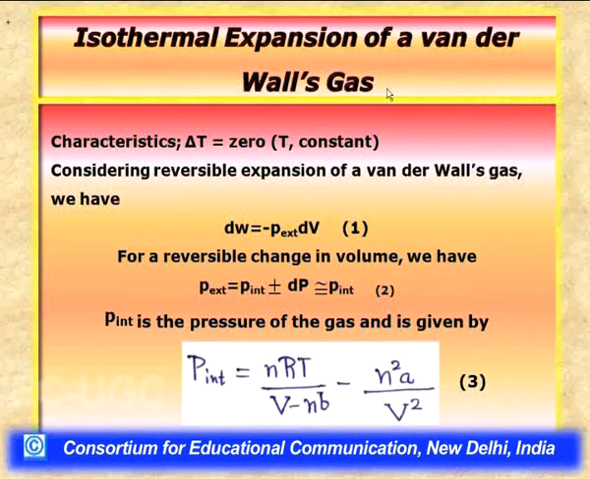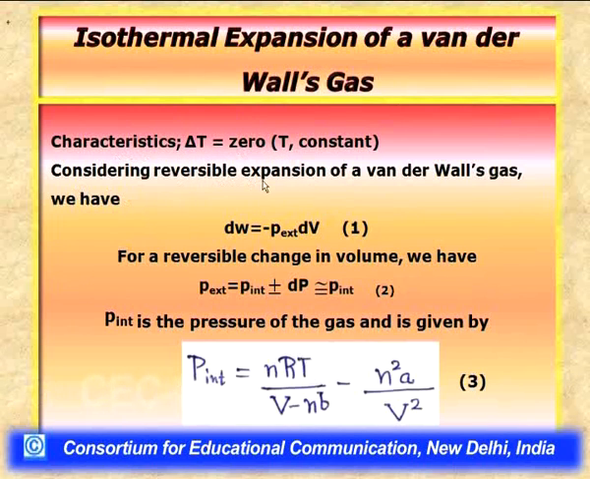So, let us have a look at that. First of all, let us consider the isothermal expansion of a van der Waals gas. In this, the characteristic is the same as that of ideal gases. Here also, if this is isothermal expansion, the temperature remains constant. Therefore, delta T is equal to 0, there is no finite change in temperature.